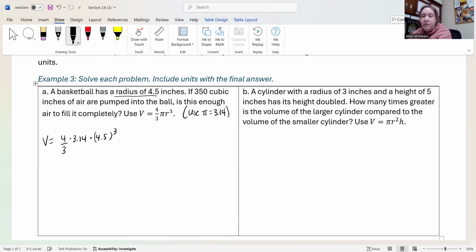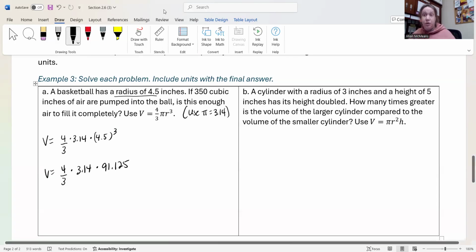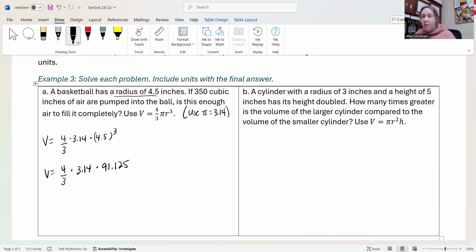Now we have to follow the order of operations. We have exponents here and we have multiplication. I'm going to take care of the exponent first, because that comes first in the order of operations. Using a calculator, 4.5 to the third power is 91.125. So volume equals 4/3 times 3.14 times 91.125, and 91.125 is just 4.5 cubed. Now you can multiply this all the way across.